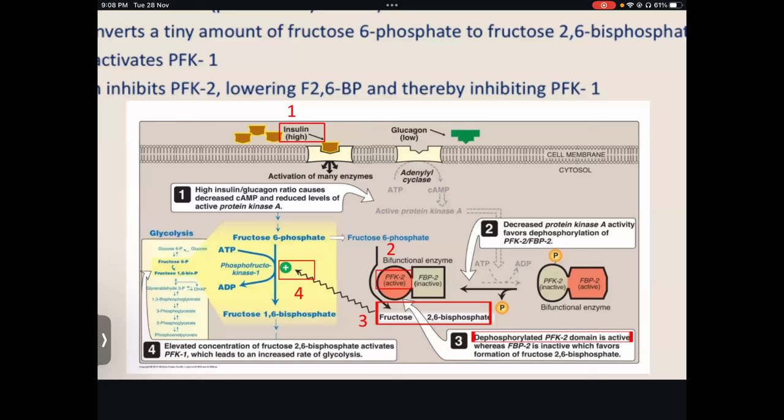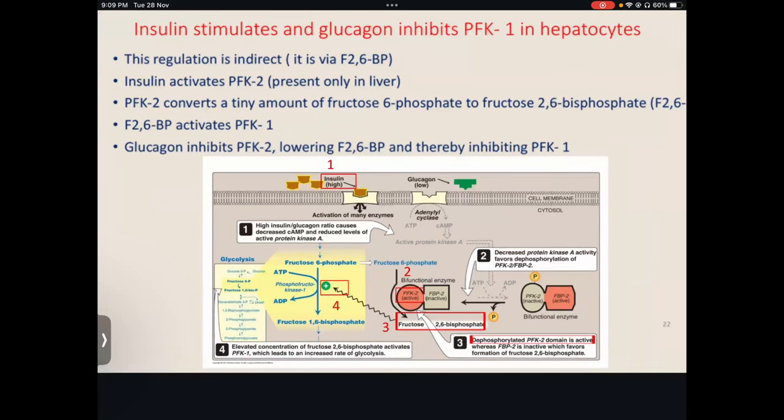And what PFK2 does is it converts fructose 6-phosphate into fructose 2,6-bisphosphate, unlike PFK1, again, which converted fructose 6-phosphate into fructose 1,6-bisphosphate. So this PFK2 is making fructose 2,6-bisphosphate, which is an activator of PFK1. The fructose 2,6-bisphosphate that is produced by PFK2 will then go on to activate PFK1. So this is a sort of indirect activation or regulation.